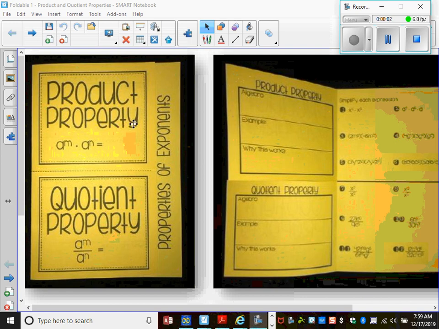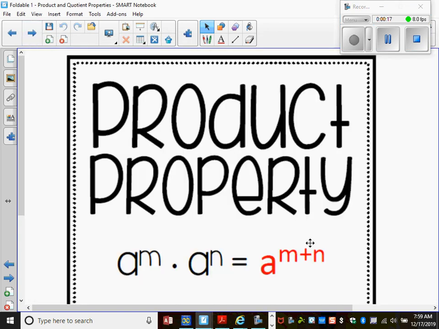Rules for exponents we're going to go over. One is called the product property. Product means you're multiplying, and you're going to really end up adding the exponents. And then we have the quotient property, where you divide, where you end up subtracting the exponents. Okay, so you might want to just put, you're adding the exponents.